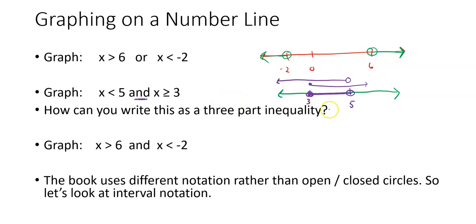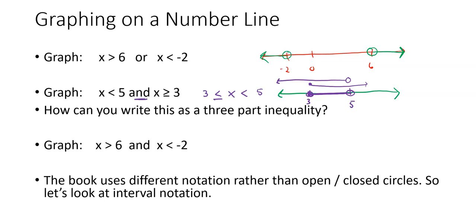Look at what I have shaded there in purple. I have all of the x values are between 3 and 5, not including the 5, but including the 3. And so that's how I can write it as a three-part inequality. That's a combination saying that x is both greater than or equal to 3 and less than 5.